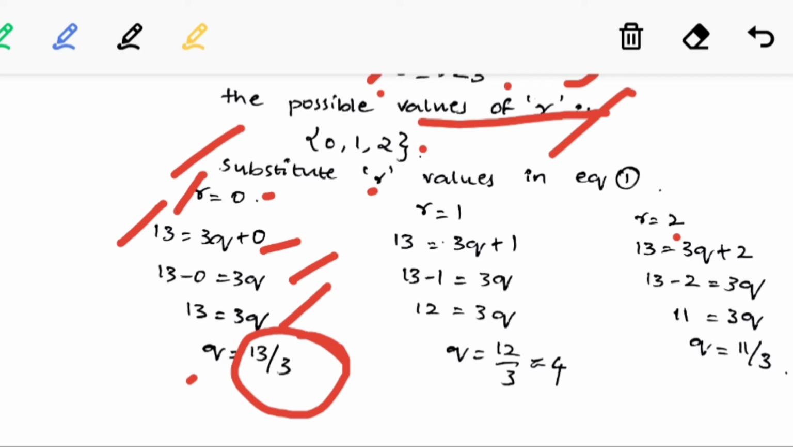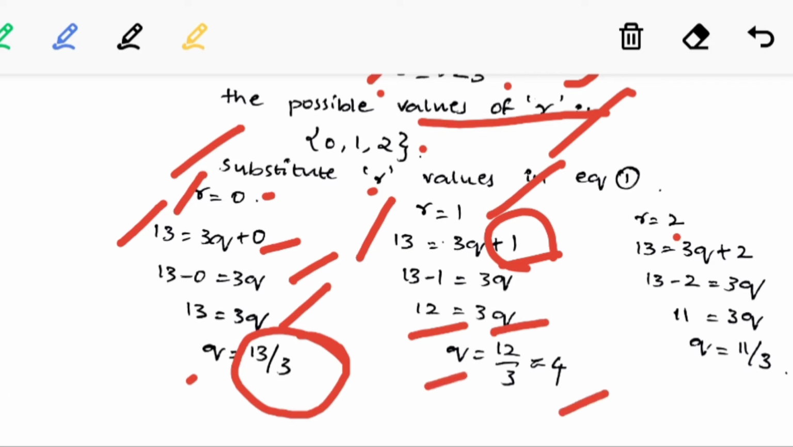And similarly for R equal to 1. When we replace, we get 13 equal to 3Q plus 1. Now plus 1, when it goes to the other side, becomes minus 1. 13 minus 1 equal to 3Q. Now what is 13 minus 1? 12. 12 equal to 3Q. Now what is Q? 12 by 3. That is nothing but 4.